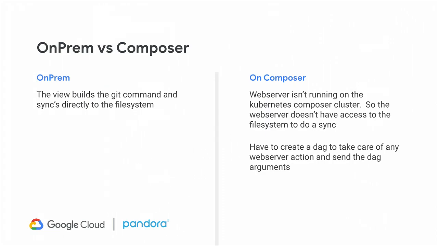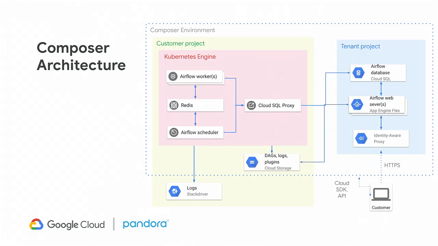So we had to think of it in a little bit different way, and we had to create a DAG to take care of any web server action and then send the DAG arguments from the web server itself. That is because of this Composer architecture right here. You'll see that the workers, the Redis, the Airflow scheduler, and the Cloud SQL proxy are all running on the Kubernetes engine, but the Airflow web server is running on the tenant project. Right? So it did not have access to the file system on the Kubernetes cluster itself.